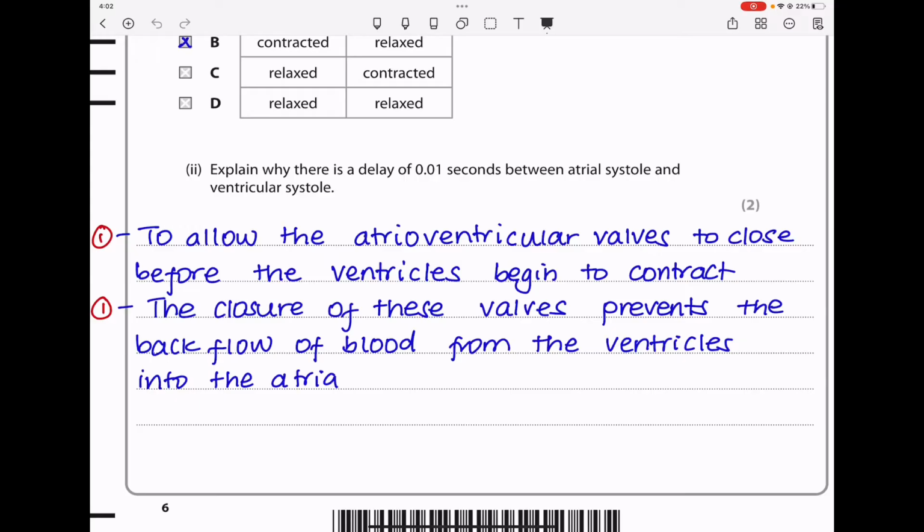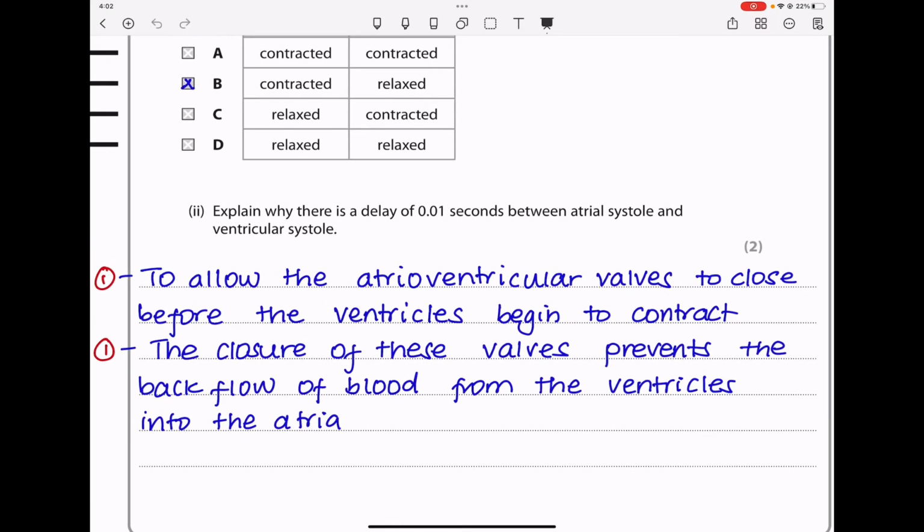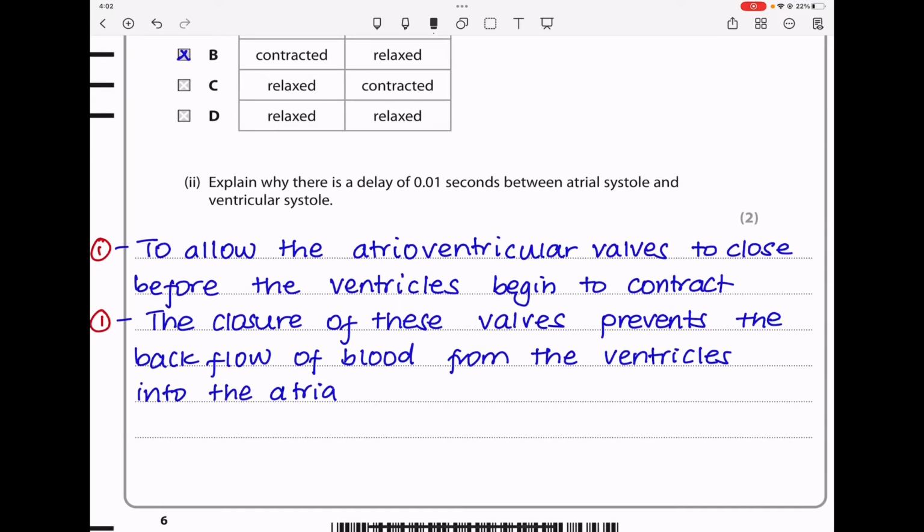Next they say, explain why there is a delay of 0.01 seconds between atriosystole and ventricular systole. That delay is there to allow the valves to close. So I say, to allow the atrioventricular valves to close before the ventricles begin to contract. And the closure of these valves prevents the backflow of blood from the ventricles into the atria. Moving on.